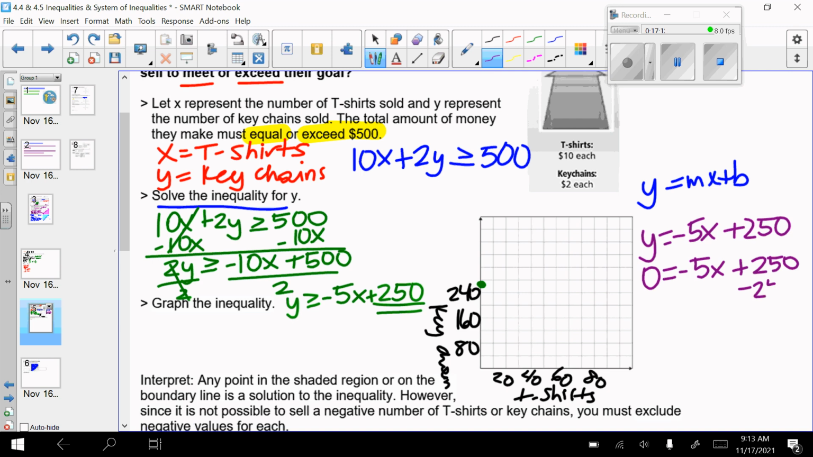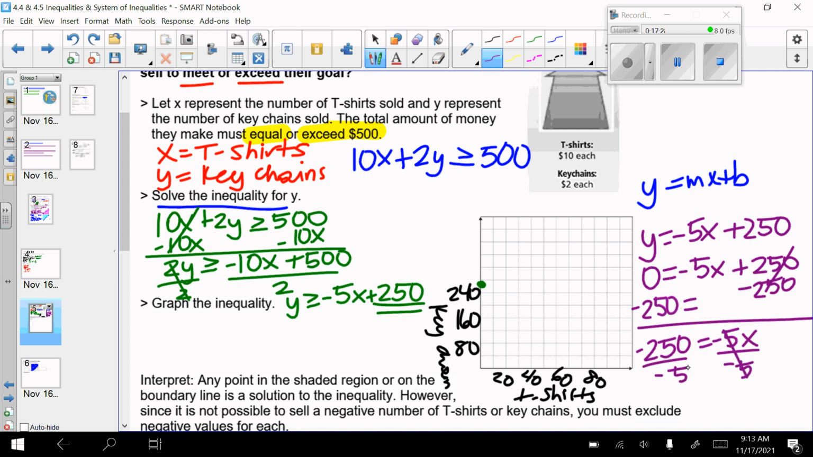Okay, so let's subtract 250. And what we do to one side. Good. And so I get negative 250 is equal to negative 5x. And what's my last step to get the x by itself? Perfect. And so this will now give me my x-intercept.